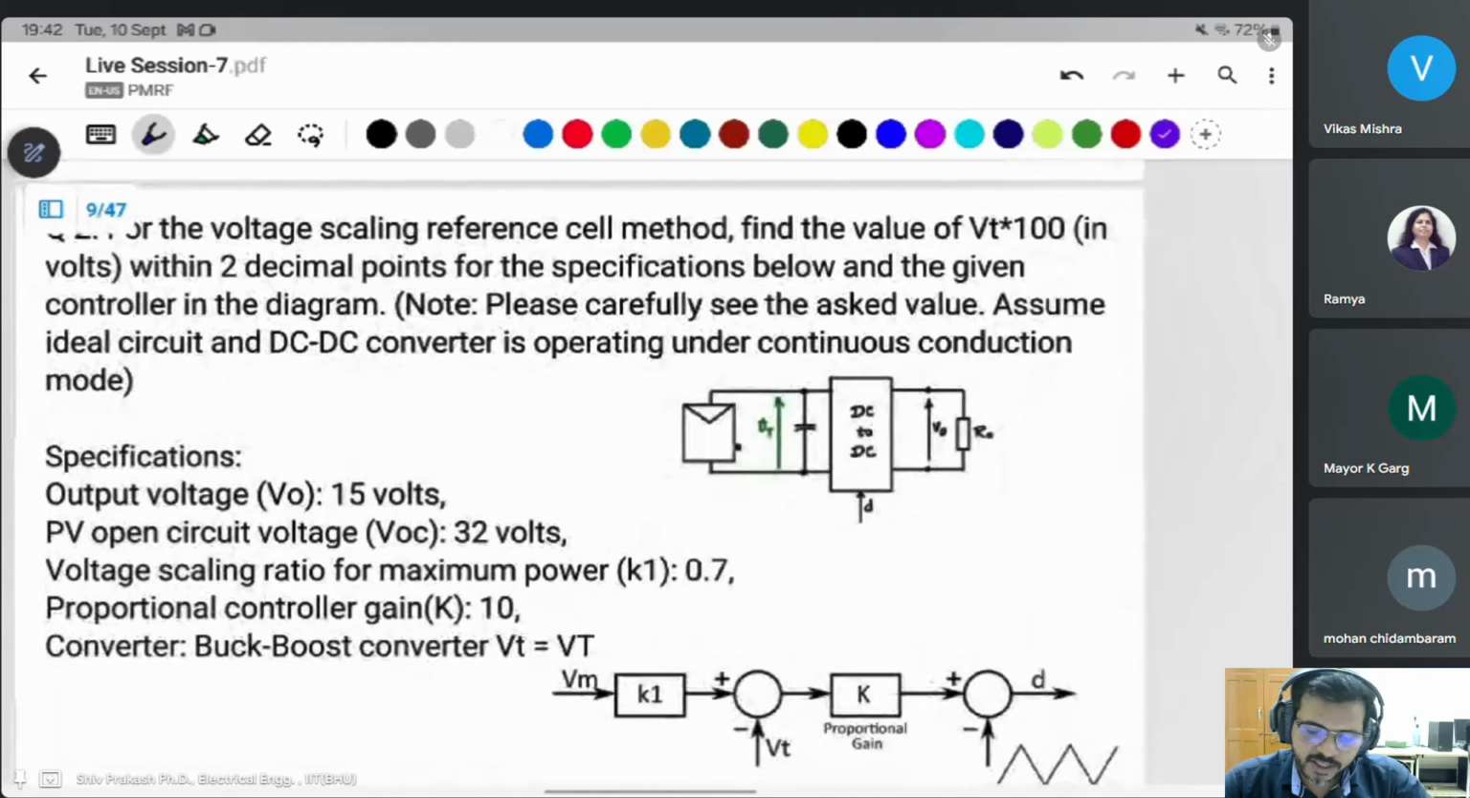For the voltage scaling reference cell method, find the value of Vt into 100, where Vt is the terminal voltage of the PV panel, within 2 decimal points, for the specification given below and the given controller diagram. Please carefully see the values. Assume an ideal circuit and the DC converter operating in continuous conduction mode. If there is no mention of the conduction mode, then we take continuous conduction mode only. If I mention discontinuous conduction, then we take discontinuous; otherwise take continuous only.